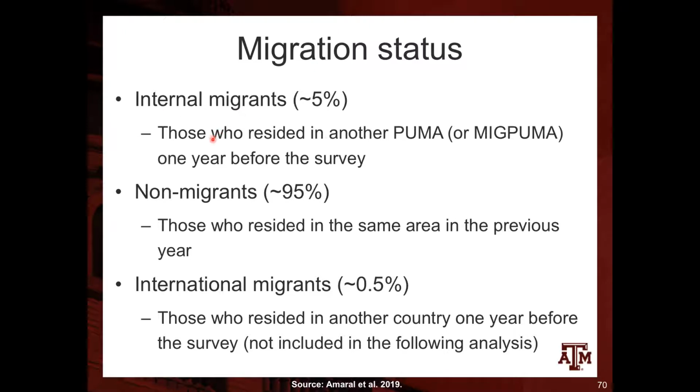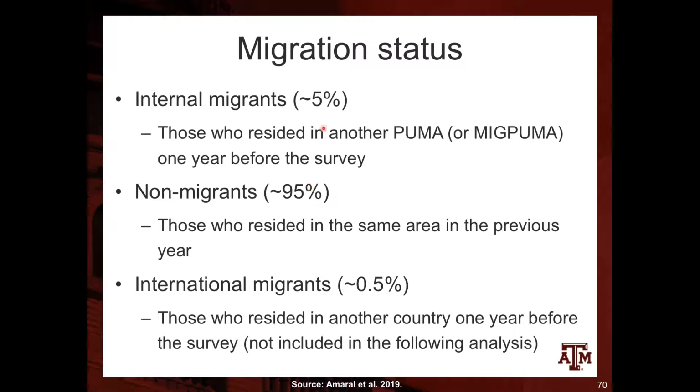Internal migrants are those who resided in another PUMA or MIG PUMA 1 year before the 2017 American Community Survey, and they were around 5% in that survey. Non-migrants are those who resided in the same area in the previous year, and they were around 95% of the sample. International migrants are those who resided in another country 1 year before the survey. For the maps that I'm going to show you in the next slides, these people are not included in the analysis, and they were around 0.5% in the 2017 American Community Survey data.